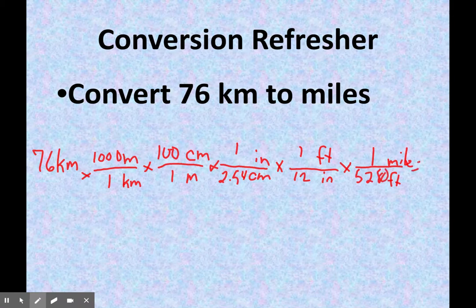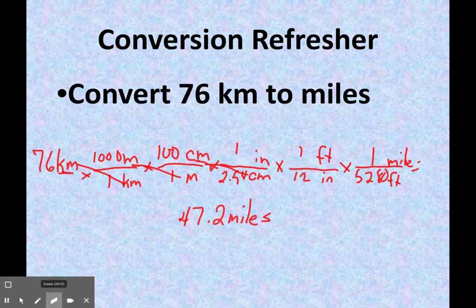So remember, we multiply across the top and divide by everything on the bottom. So in my calculator, I'm going to type 76 times 1,000 times 100 divided by 2.54 divided by 12 divided by 5,280. And that gives me 47.2 miles. So one thing I really want you to focus on is whatever you start with goes on bottom in the next step. So we won't have any that are this long, but this is just to give you an idea and refresh your memory on how we're going to do this process.